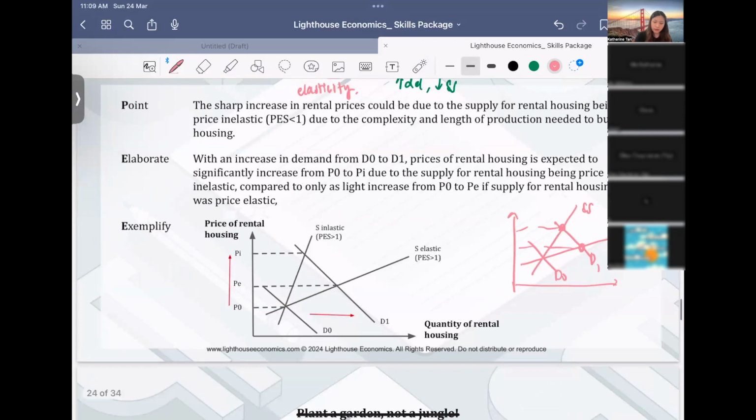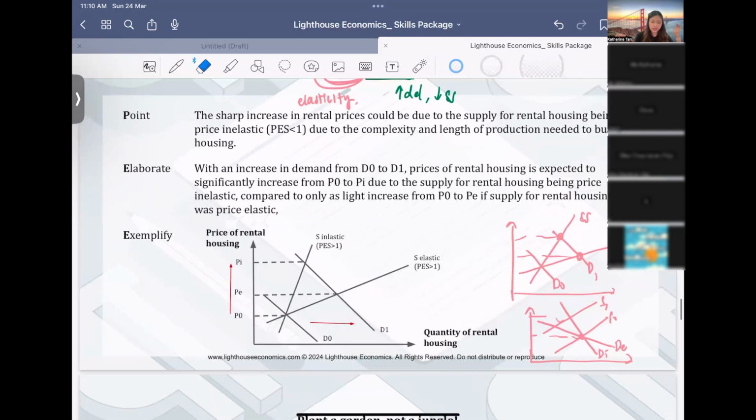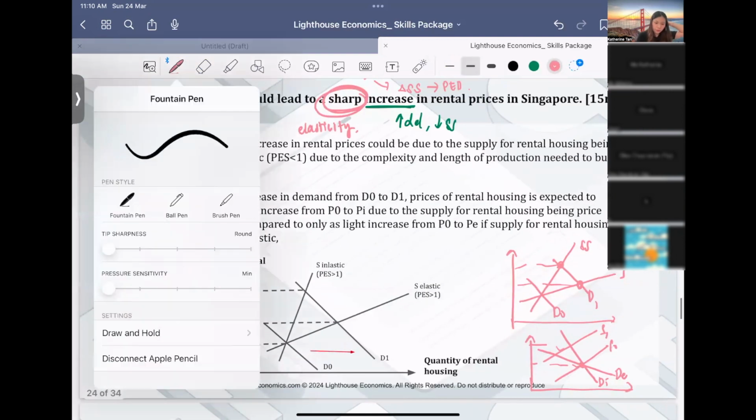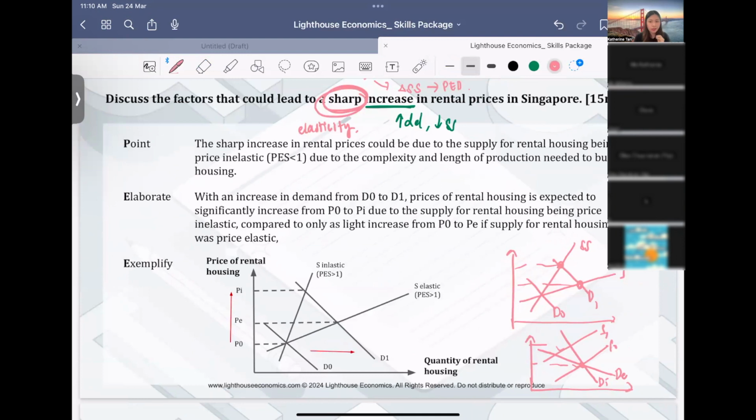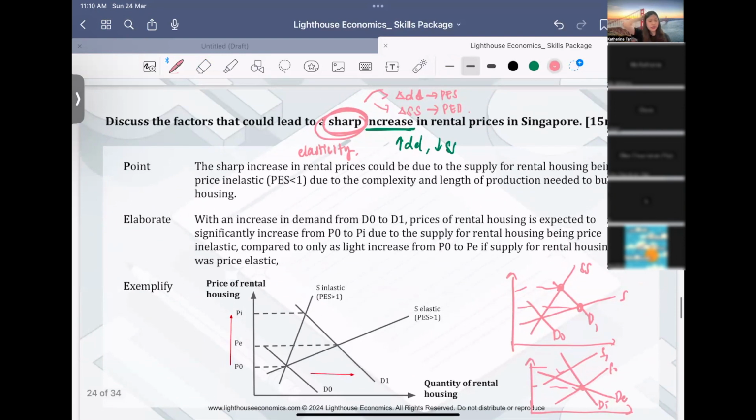Same thing when it comes to supply. When there is a supply shift, the one that's going to determine how much your price changes is your PED, which is how steep or how gentle your demand curve is going to be. Demand elastic, demand elastic, supply. So you can see, yeah. Just a side concept, nothing to do with the essay writing class, just for you guys to recap a bit. So, discuss the factors that lead to a sharp increase.